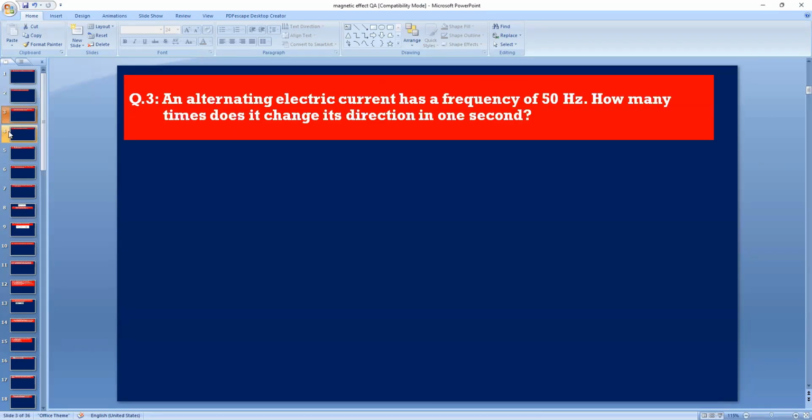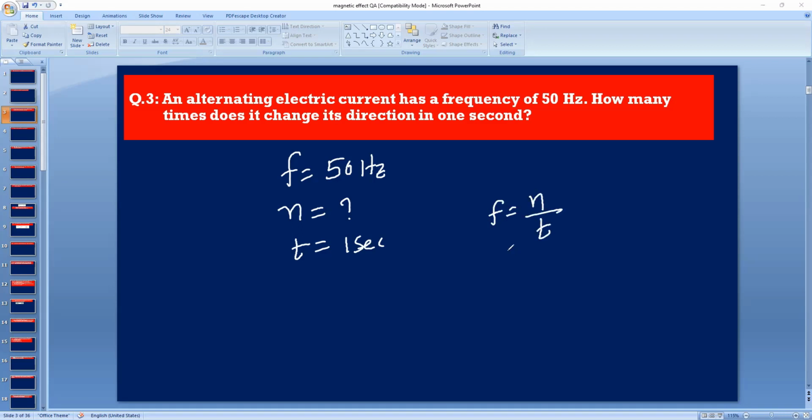Third question, an alternating current has a frequency of 50 Hz. How many times does it change direction in 1 second? Alternating current has the frequency f equal to 50 Hz. How many times, n number, does it change its direction in 1 second? As per the definition of frequency, frequency is equal to number of oscillations in unit time. According to that, number of times is equal to frequency into time, which is 50 Hz into 1 second, equal to 50.